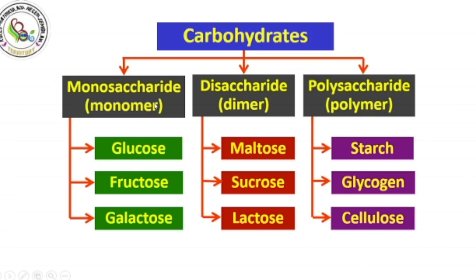Examples of monosaccharides: glucose, fructose, and galactose. Examples of disaccharides: maltose, sucrose, and lactose. And then the examples of polysaccharides: starch, glycogen, and cellulose.